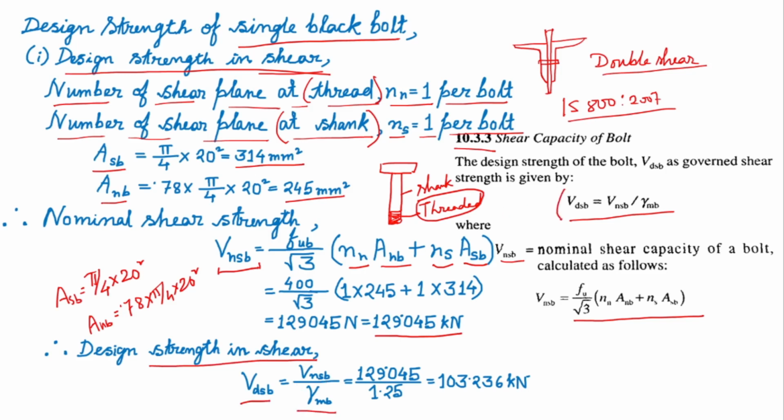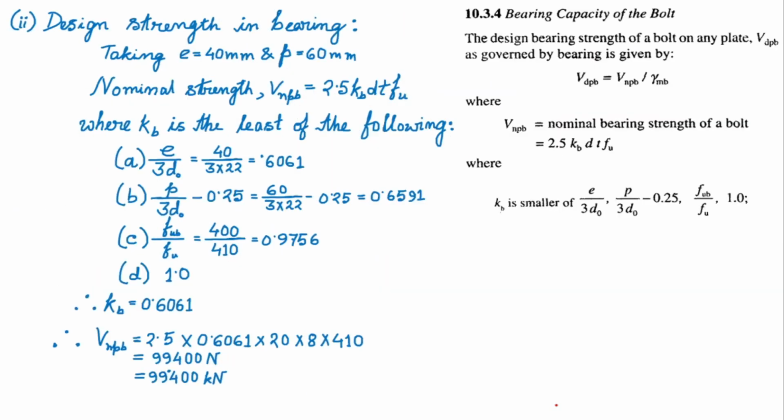So this formula is this one. What is gamma MB? It is 1.25 and it is taken from table 5 of IS 800. And finally the design strength in shear for bolts is 103.236 kilonewton. Then I have to calculate the design strength of bolt in bearing.